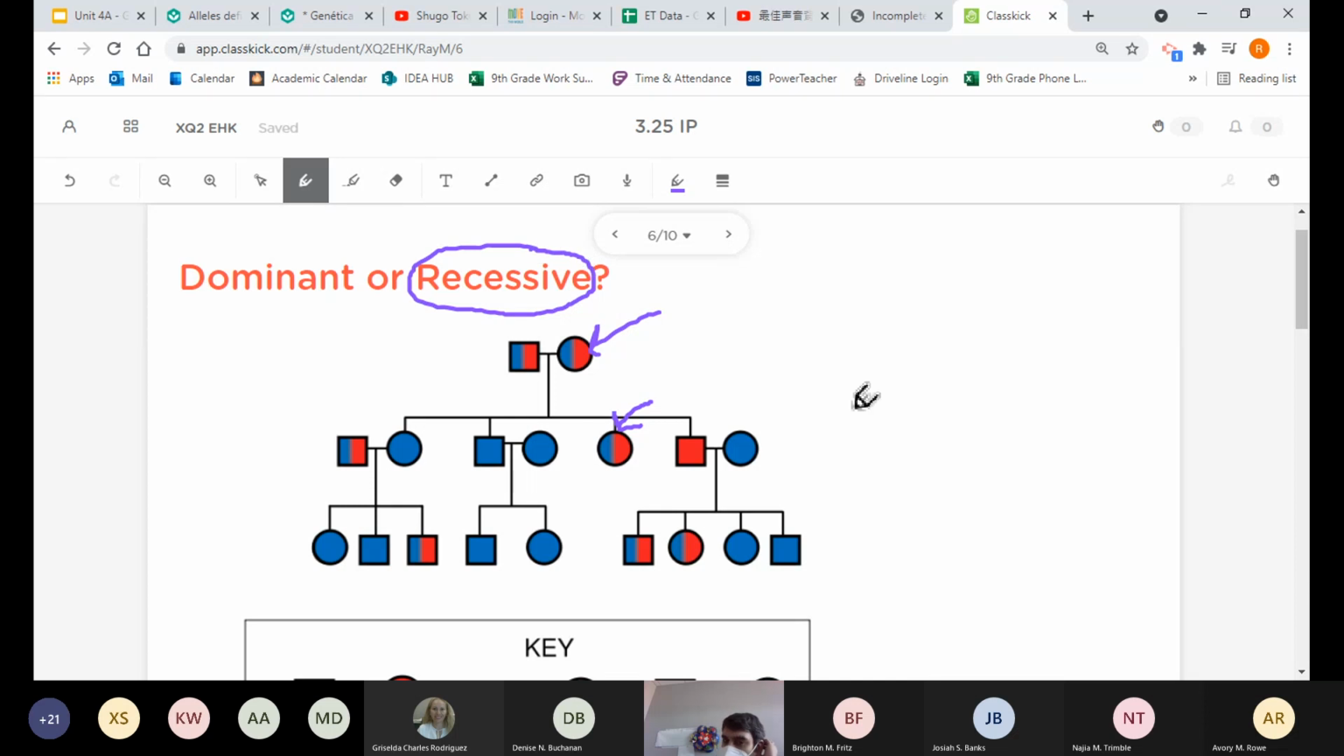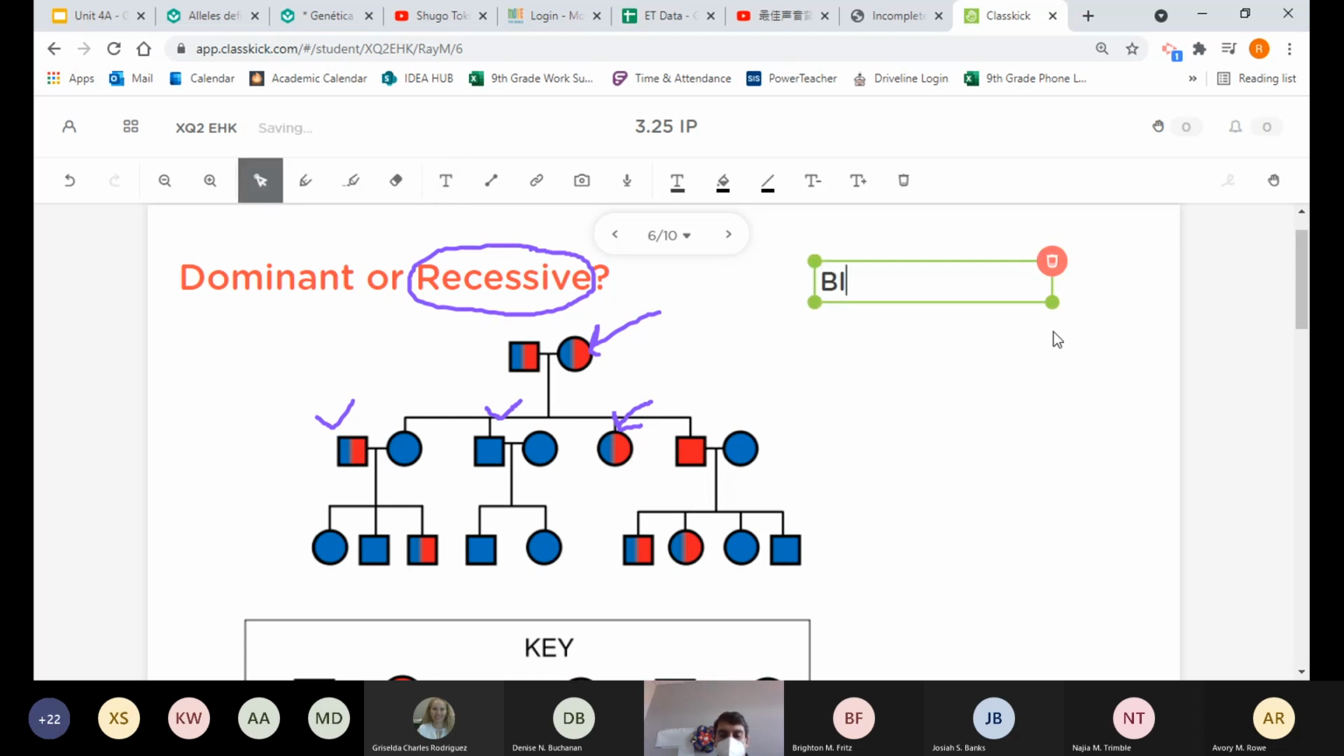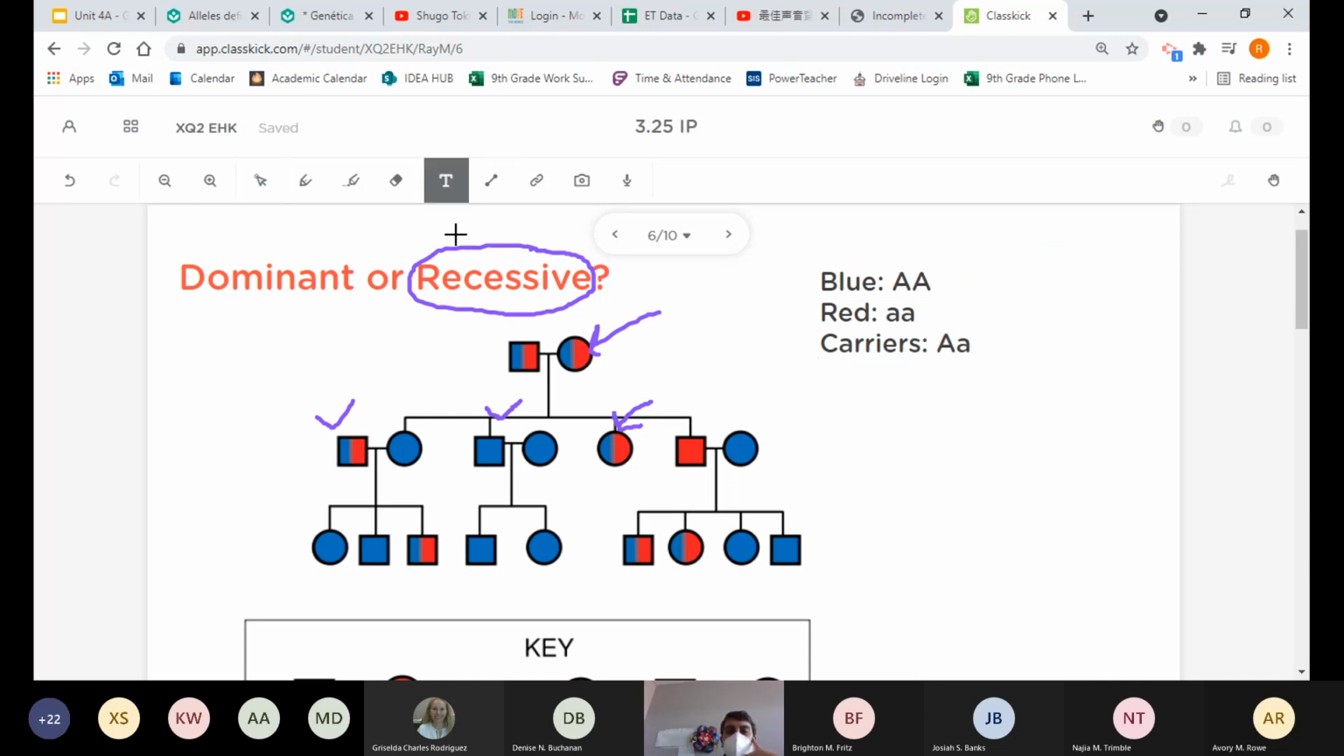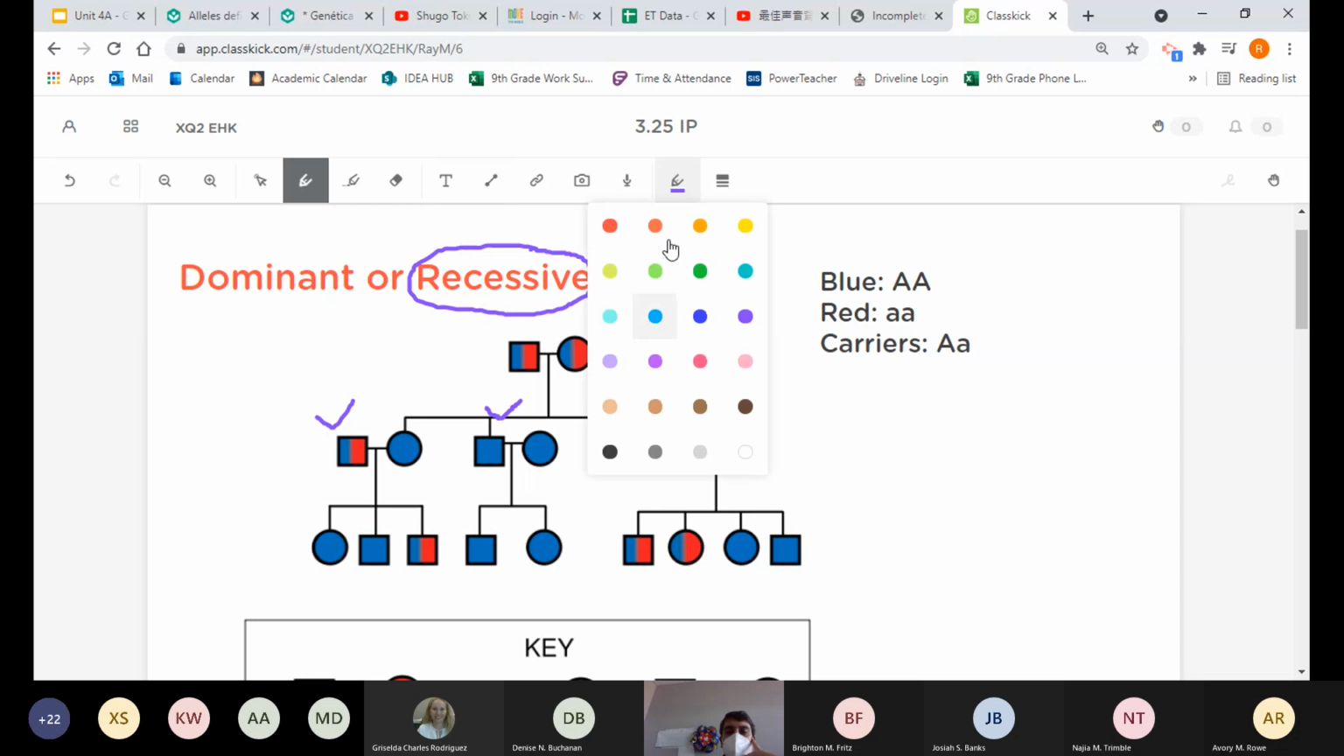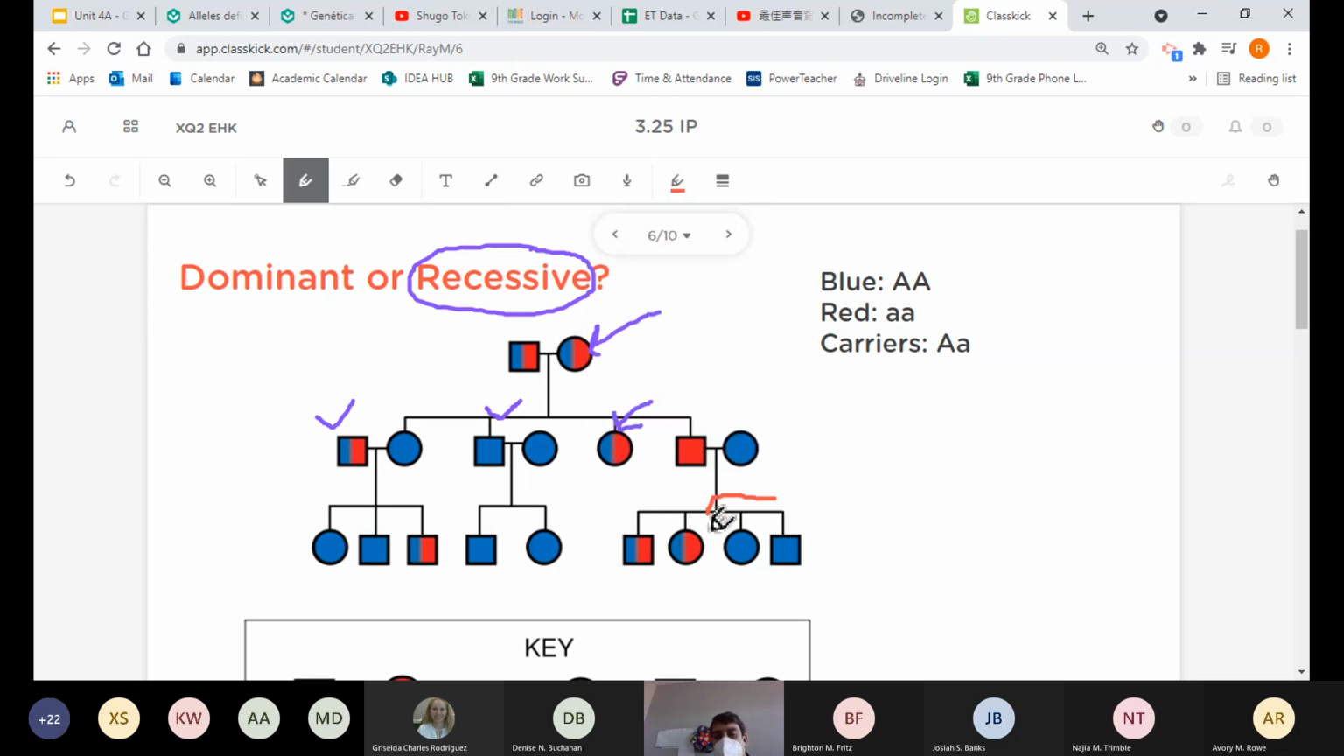Now, I did this the other day and it really confused me because everything works out fine. Like if you do this family, it works. If you do this family, it works. The blue is like this. The red is like that. And then, of course, the carriers are that. The only thing it doesn't work for is this down here. And this is what confused me, was this right there.